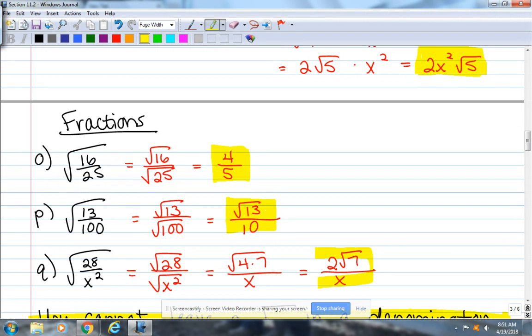Now notice that every one of them that we just did, all three of those, the denominator was a perfect square, right? We did not leave any radicals in a denominator. The reason is because it's not simplified if you do. So tomorrow, the first thing we're going to start with is what happens when you have a radical in a denominator. Okay? So that's what we're going to pick up tomorrow.